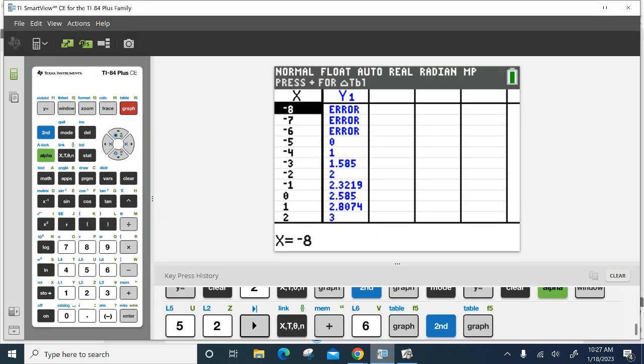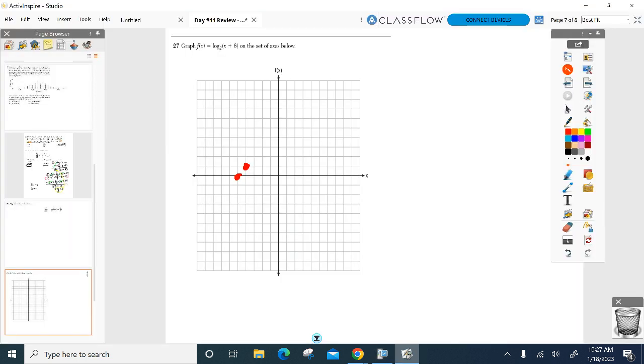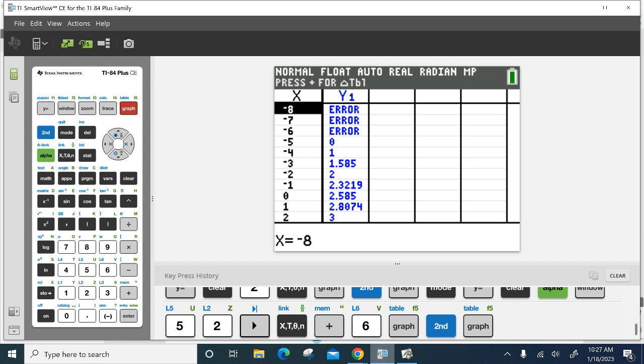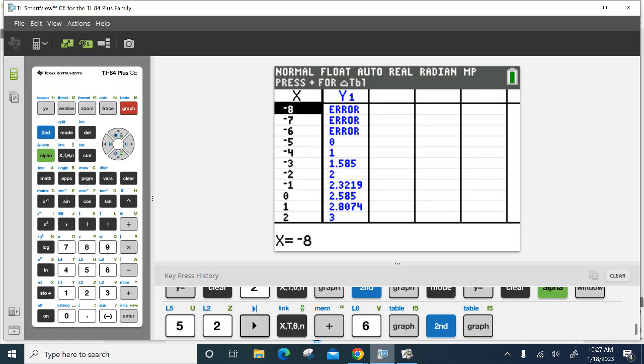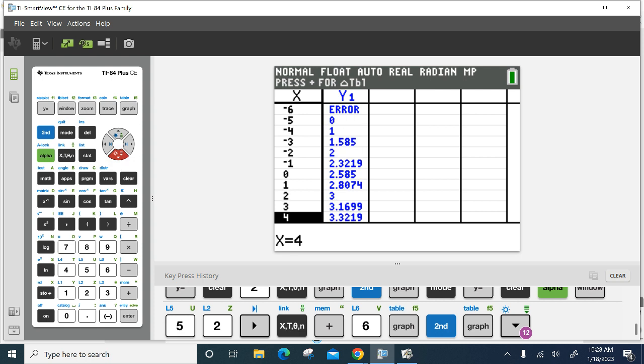-4, 1. -2, 2. 2, 3. I think it's 10.4. There's another one, 10.4.